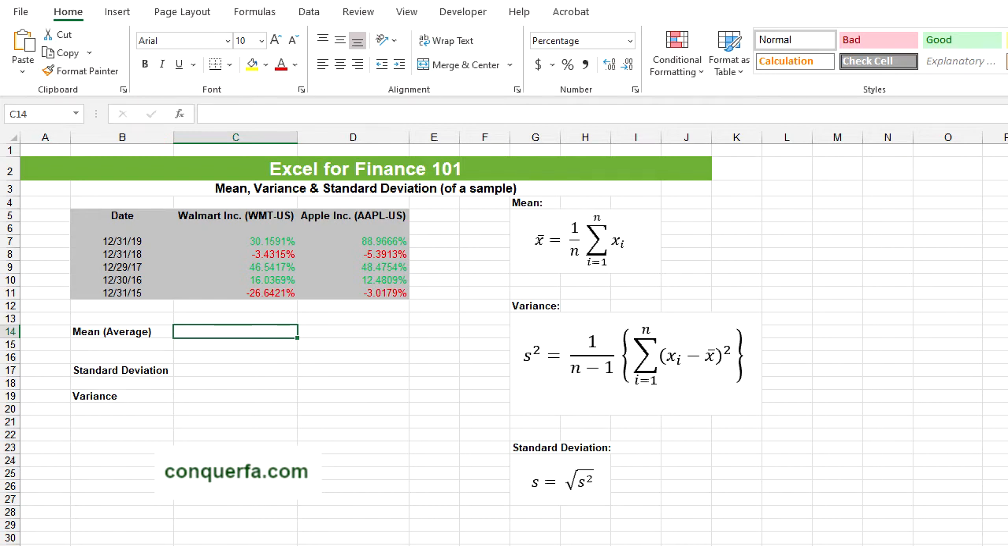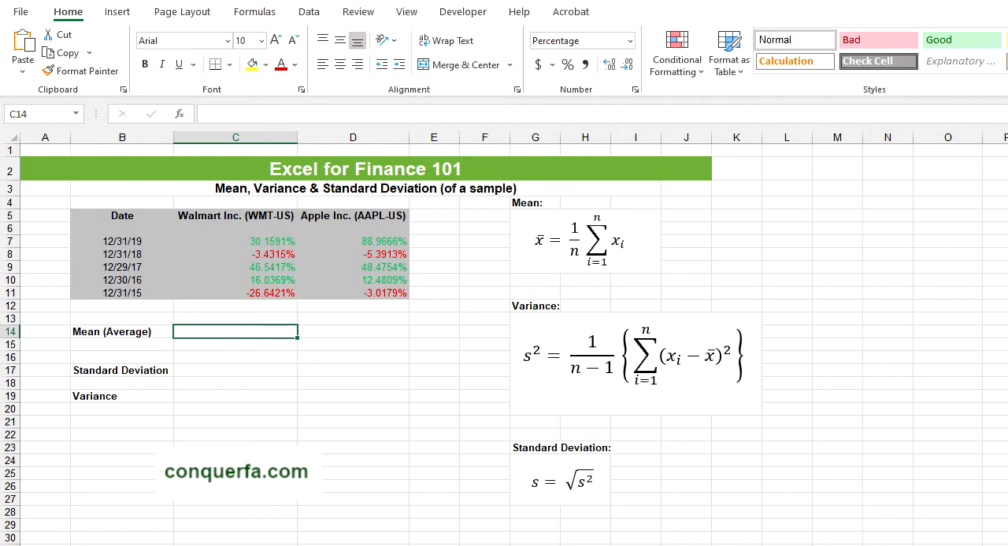Essentially what this means is we're taking all our scores or all our data points. We're going to add them all together. So 30 plus -3 plus 46, etc. And we're just going to divide them by the number of scores. So we have 5 scores altogether, so we divide whatever number we get by 5, and that's going to give us our mean or average return. It's also our expected return for the period. So expected return is just another way of saying average return.